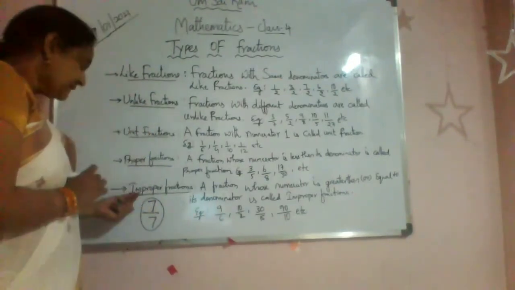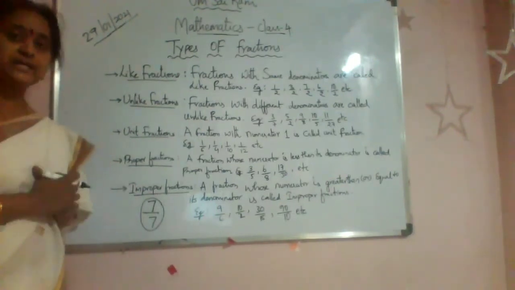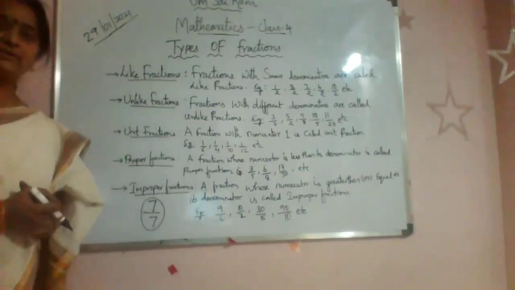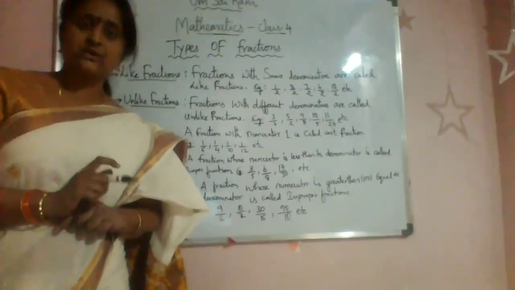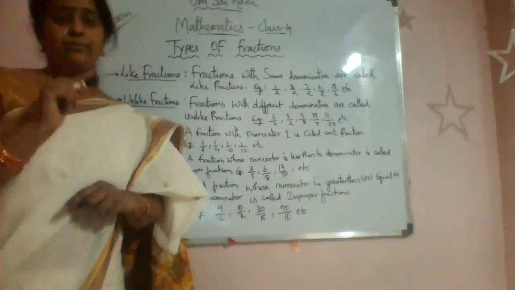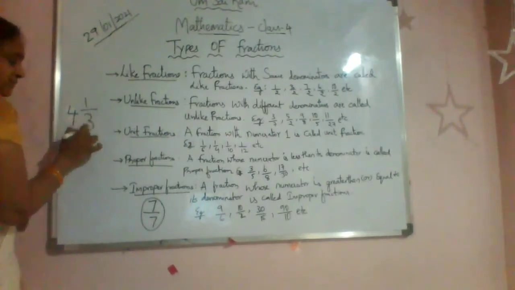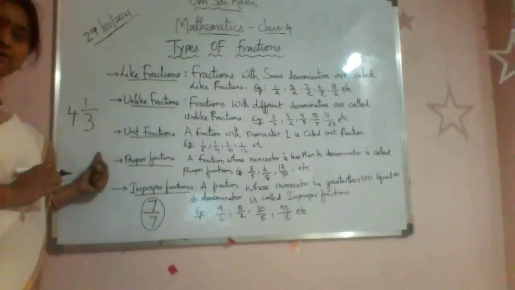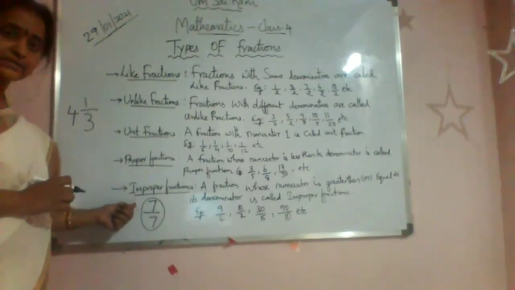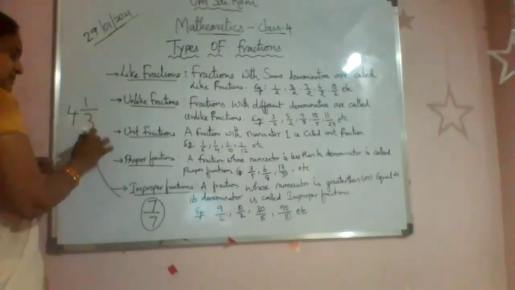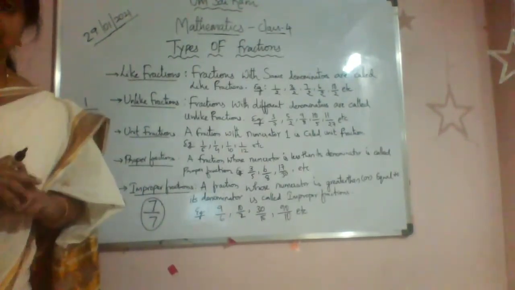Here we can change an improper fraction into a mixed fraction. One more is there, mixed fraction. We have one more type of fraction, mixed fractions. So what are mixed fractions? Mixed fractions are a combination of a whole and a proper fraction. Whole means the whole number, and the other is the proper fraction. So 4 1 by 3 is called a mixed fraction. We can convert improper fractions into mixed fractions and mixed fractions into improper fractions. That we will learn later.